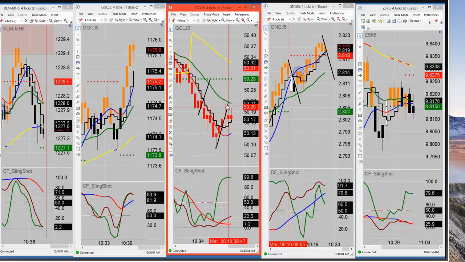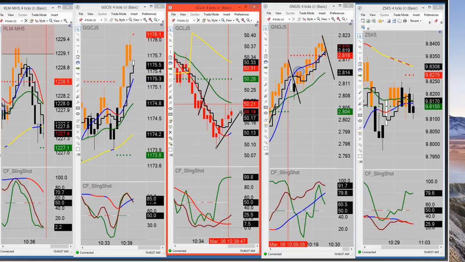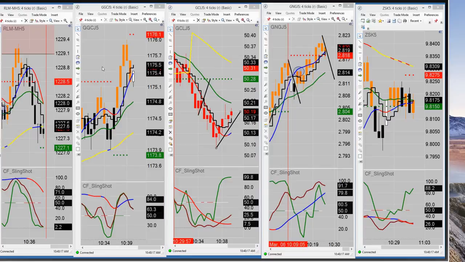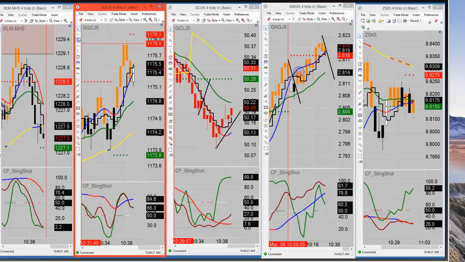Now I got to redraw the trend line. Like that. Okay, 50.20 is the high, 50.16 will be the low. That's not going to be low enough, so it's going to have to be all the way down at 50.12, given the current price action.